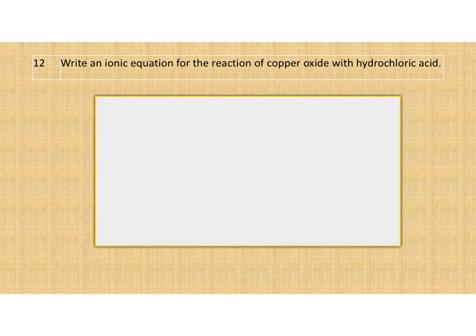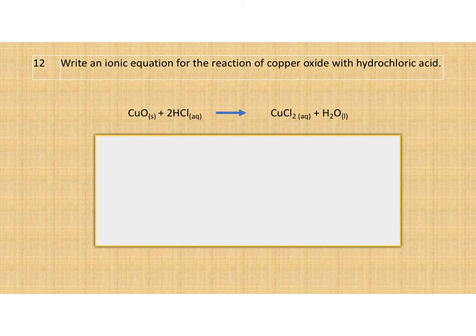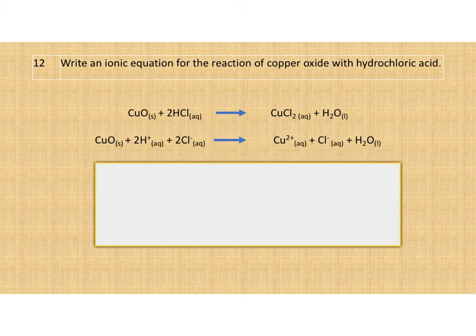Our final equation is going to be reaction of copper oxide with hydrochloric acid. So again, first of all, I have to write the equation, which gives me copper chloride solution and water. So let's break those into ions where I can. I can break into ions my hydrochloric acid, because that is a solution, and I can break up my copper chloride because that is a solution, and I forgot my 2 there.